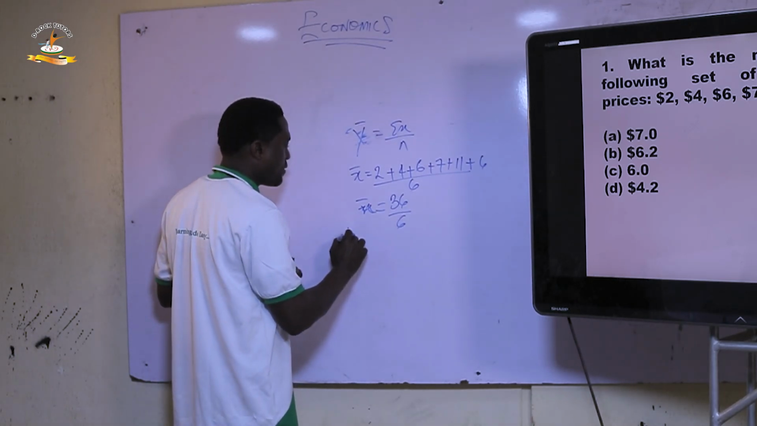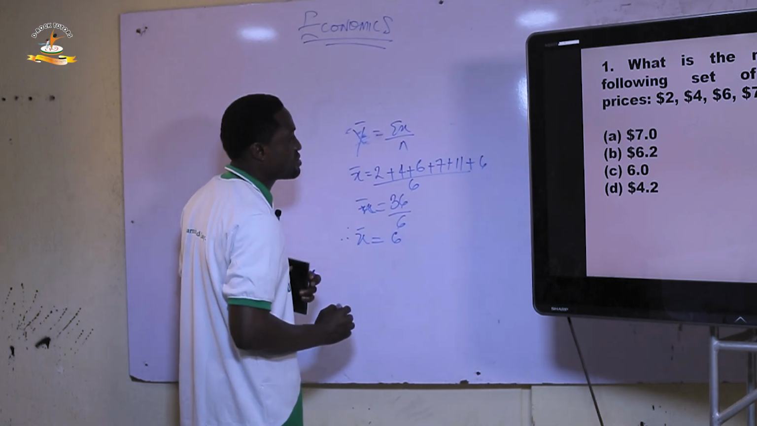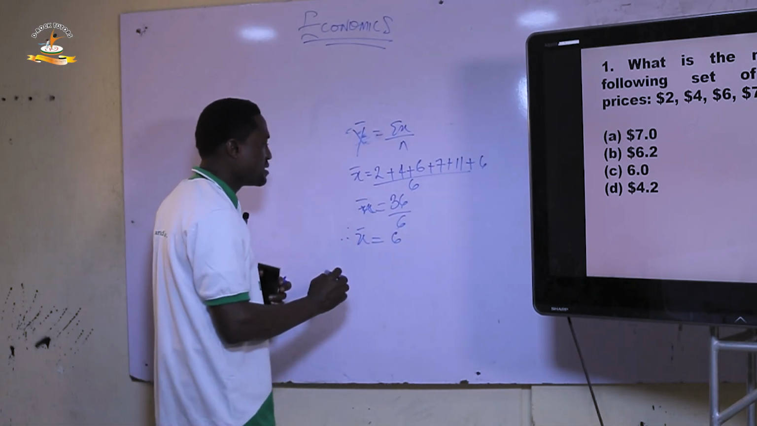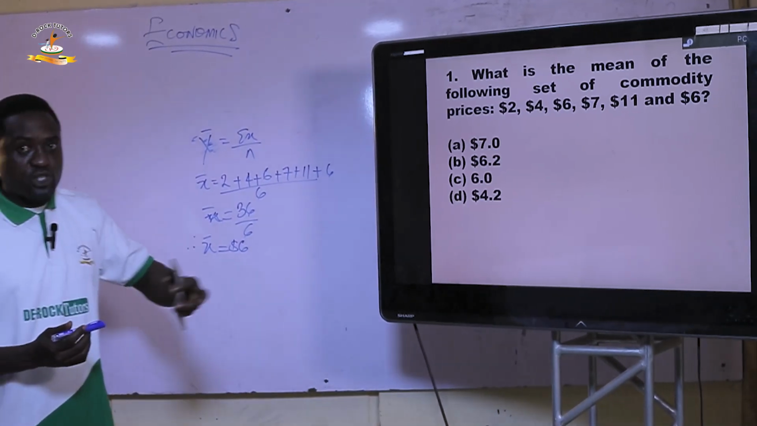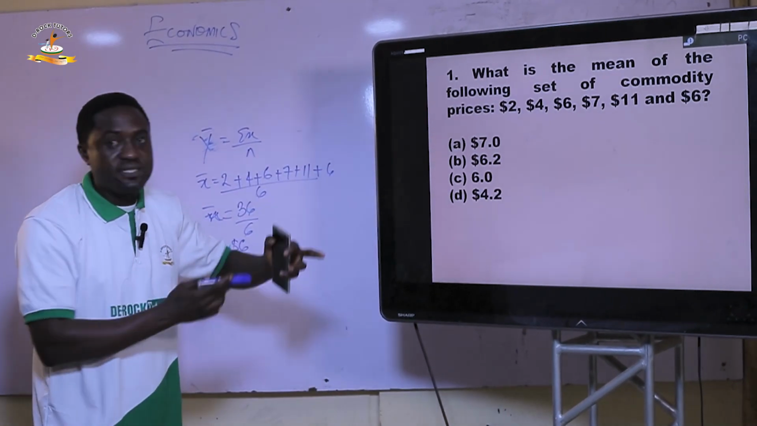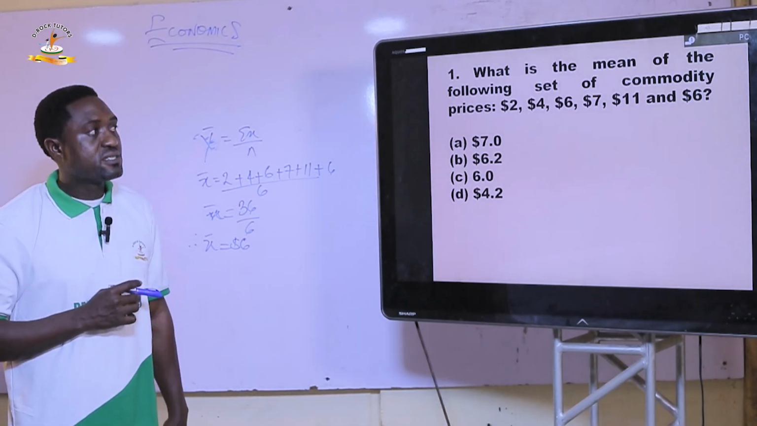So, therefore, our mean equals 36 divided by 6, which equals 6. Our mean is $6. You understand? So, from the options A, B, C, D, the correct answer is C. Option C, which is the $6.